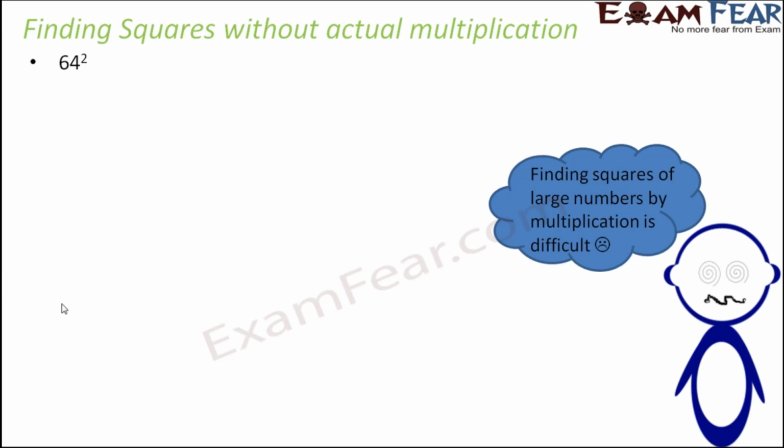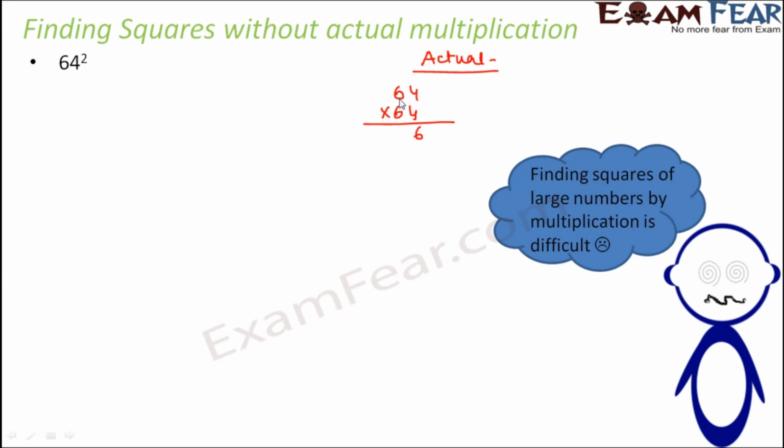So let's take an example. Let's say that I ask you to find out the square of 64. So 64 square is not something which you can quickly say or calculate mentally and just give the answer. So that's not possible. So what would you normally do if I ask you to find out the value of 64 square? So you will perform actual multiplication. That is, you would multiply 64 by itself.